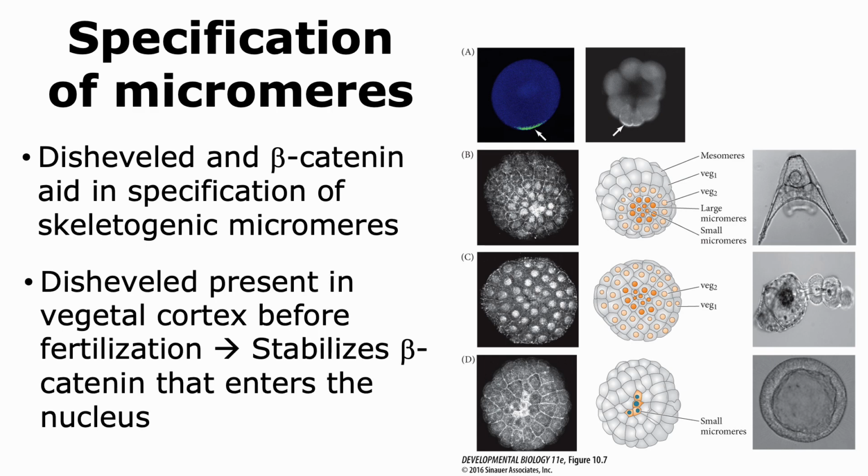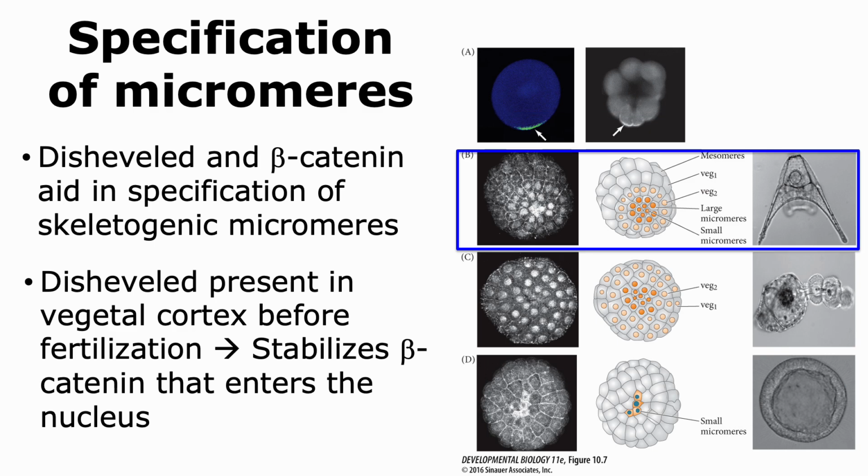Now when we look at disheveled, it is actually present in the vegetal cortex before fertilization. And that is what we're seeing in the blue box. That hint of green in the picture to the left shows disheveled being present, and it's present right at that vegetal end. We can also see that in the right picture where it is shown as a white line. Okay. Now the job of disheveled is that it stabilizes beta-catenin, and that beta-catenin can now enter the nucleus. And just as a reminder, beta-catenin comes in the Wnt signaling pathway.